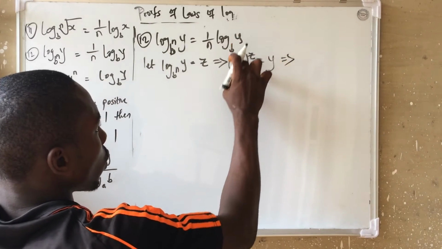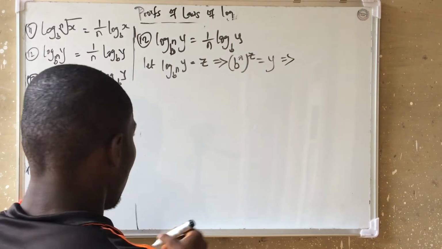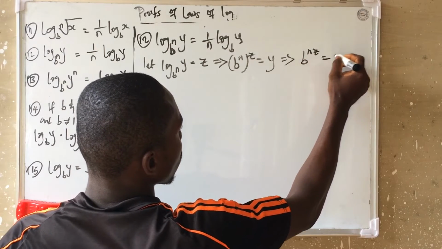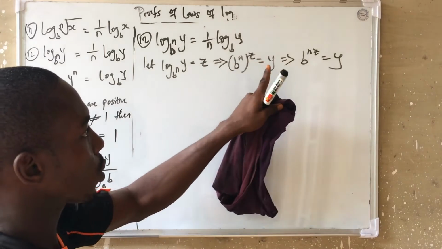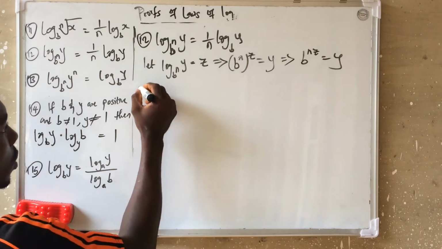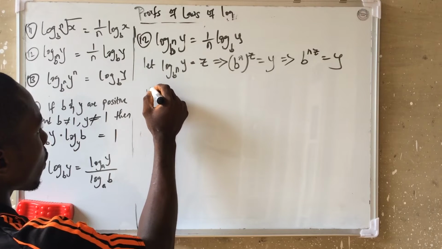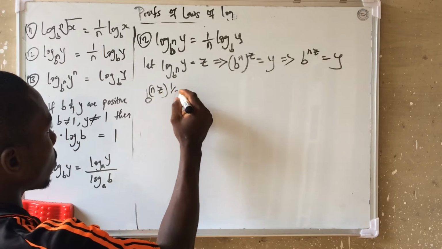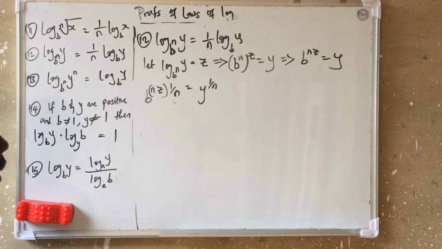I want to work with only b raised to the power z. I want to eliminate this n. So now I have b raised to the power nz to be equal to y. So what am I going to do now? I'm going to take the nth root of both sides, so that I'm not going to change anything. I'll now say that b raised to the power nz, all to the 1 over n, is equal to y to the 1 over n.